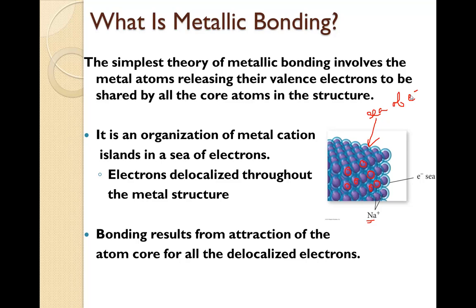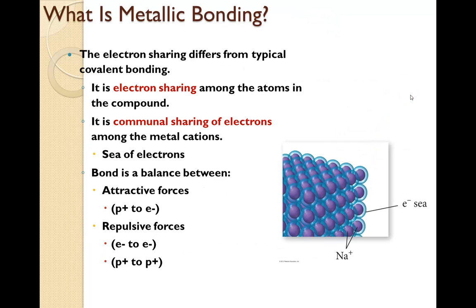It is the organization of metal cation islands in the sea of electrons. Electrons delocalize throughout the metal structure. Bonding results from the attraction of the atom core for the delocalized electrons. So how is the electron sharing different from typical covalent bonding? It is the electron sharing among the atoms in the compound, which is the same as covalent, and communal sharing of electrons, which is different than covalent. And it's forming that sea of electrons.